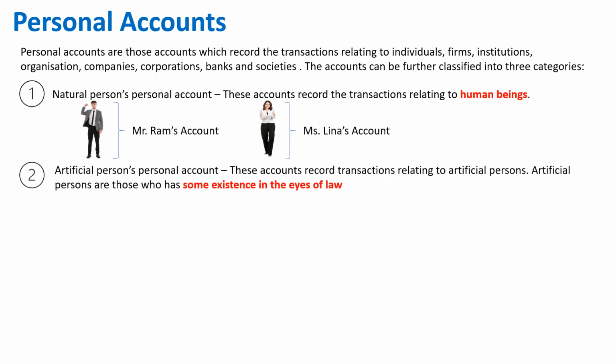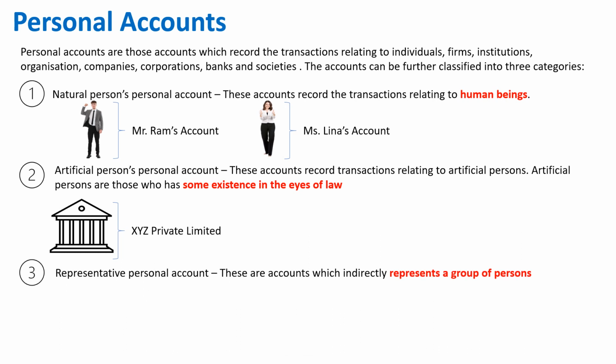Coming to the second part, the artificial person's personal account. These accounts record transactions relating to artificial persons. Artificial persons are those who have some existence in the eyes of law. That means it is a legal entity or has a legal existence in a country. Examples can be XYZ Private Limited, or any bank like ICICI Bank, HDFC Bank, or a society. These are all artificial persons. They are not living beings, but they are called artificial persons because they have a legal existence in the country.